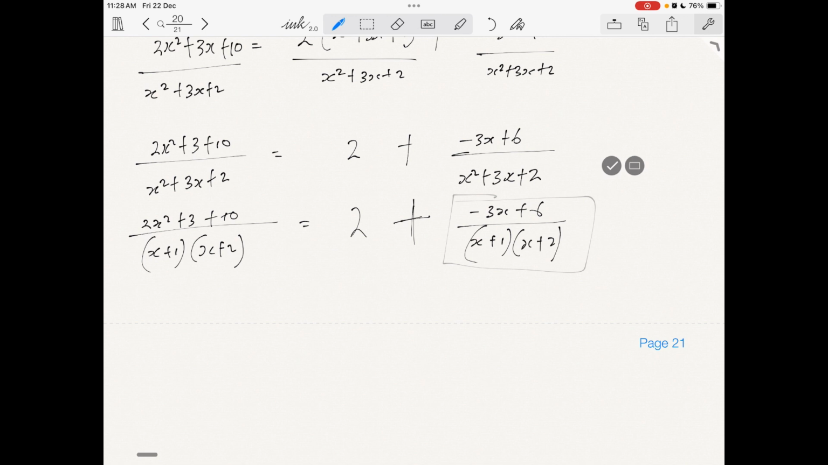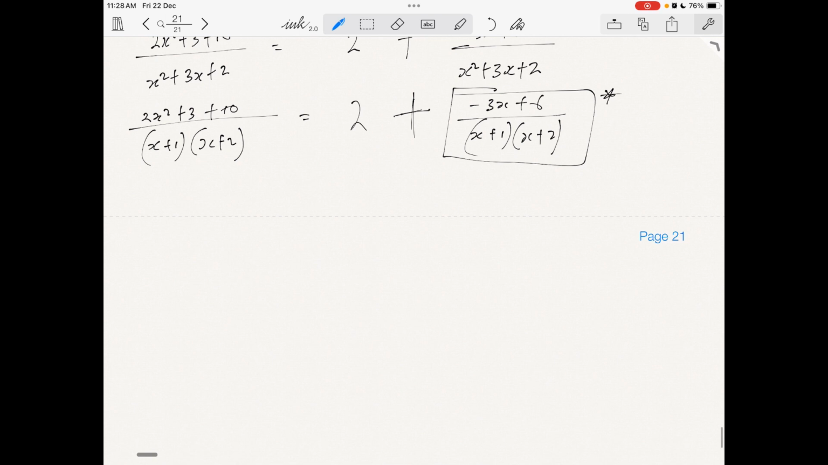So now we can resolve this into partial fractions. Let's focus on minus 3x plus 6 divided by x plus 1 and x plus 2. In that case, we can see that this is related to non-repeated linear factors at the denominator. So we go back to our first video, part 1, A over x plus 1 plus B over x plus 2.